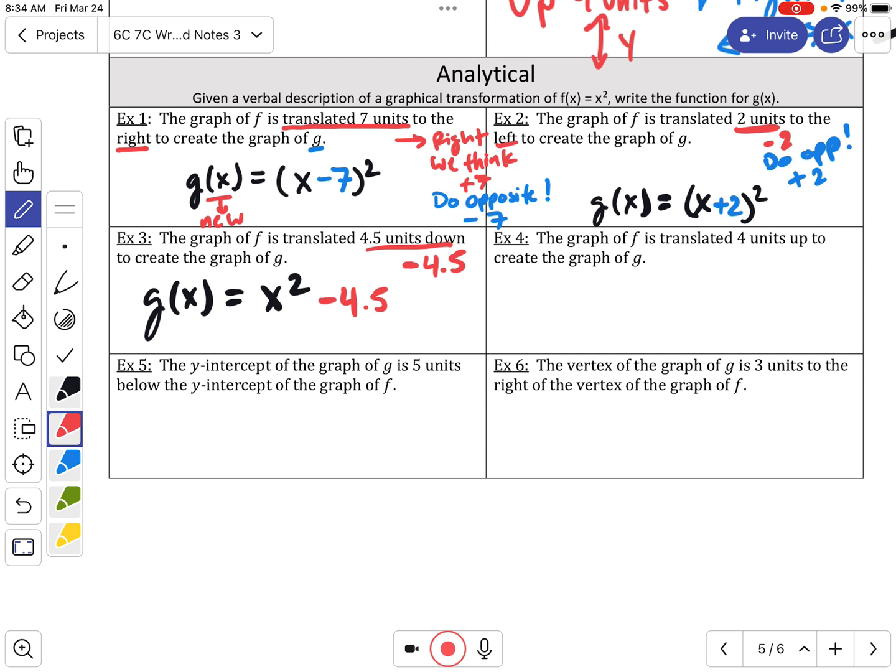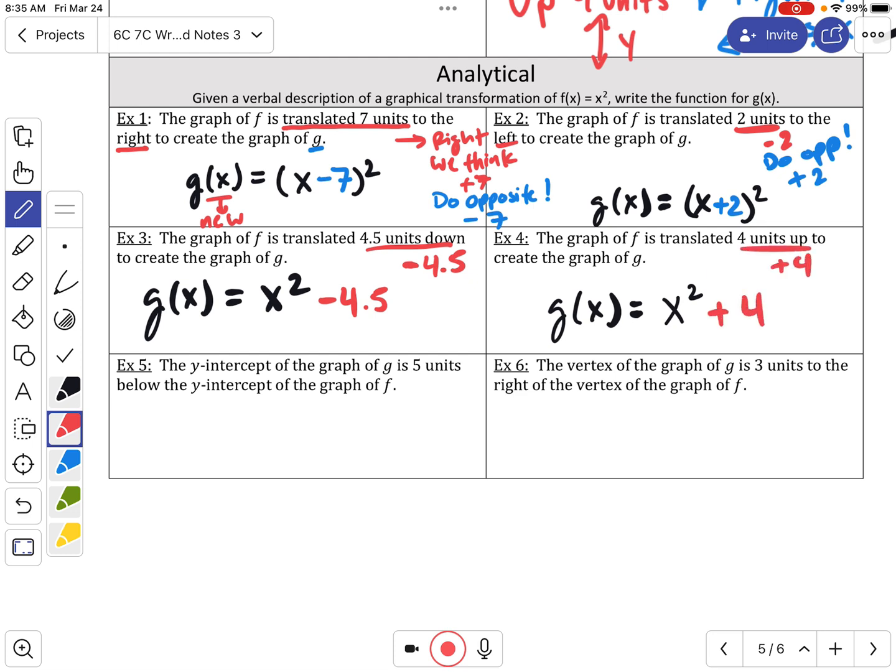And that is our new function. So let's try an up. Number 4, the graph of f is translated 4 units up to create the graph of g. So our new graph, we're moving up and down. So we know we're outside the parentheses, and it's exactly what you would think, so plus 4.